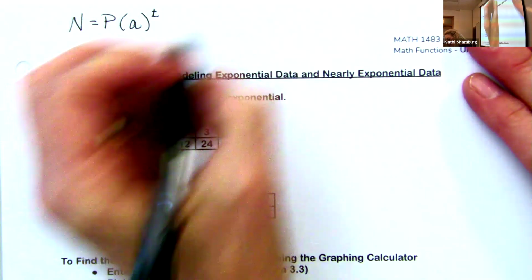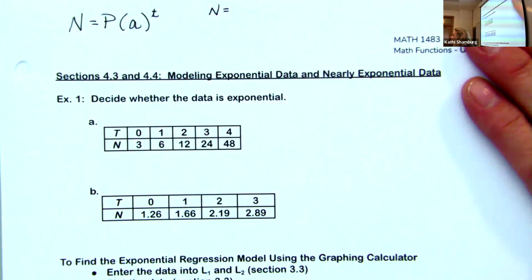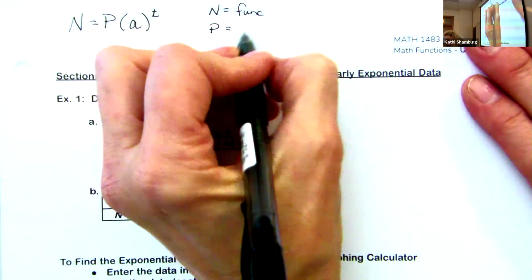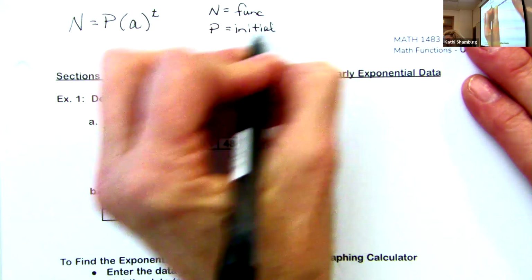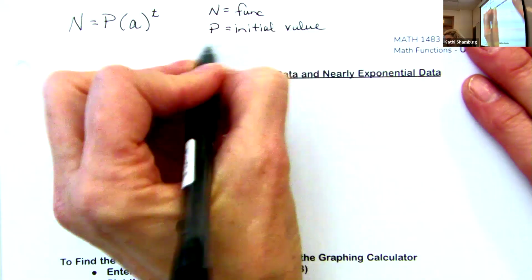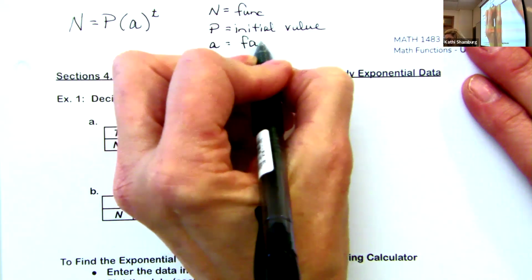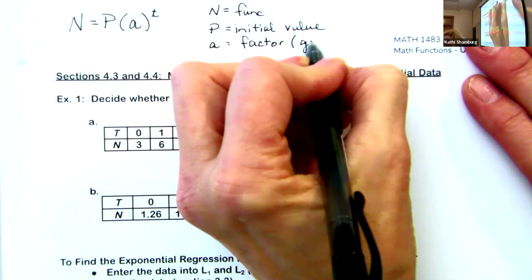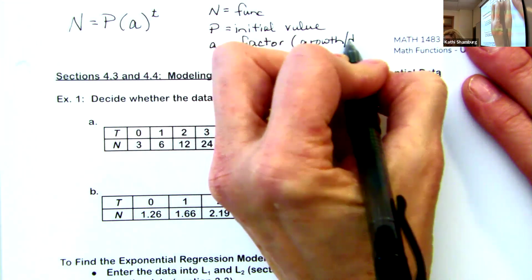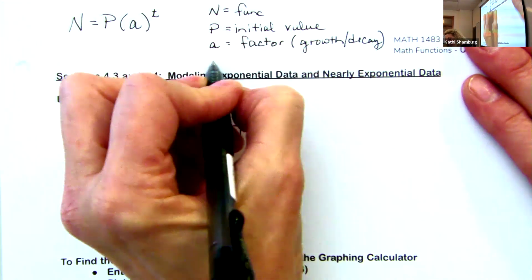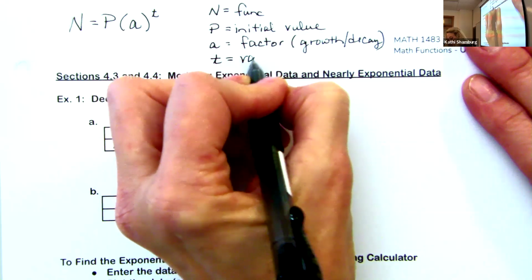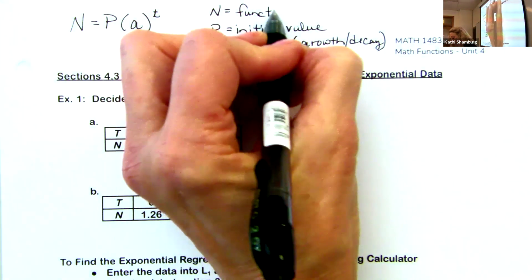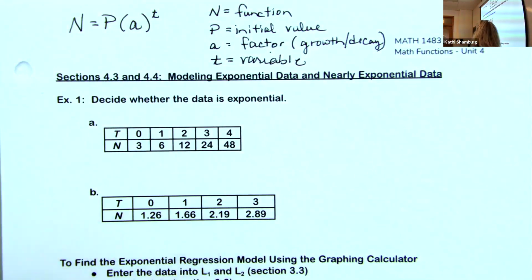All right, so let's remind ourselves, what is n? Function. What is p? Initial value. A. And that factor can represent what or what? Growth, okay. Correct. And then T variable. All right, so these are all the pieces that we've been working with in this new unit. Okay, so we're going to continue that.